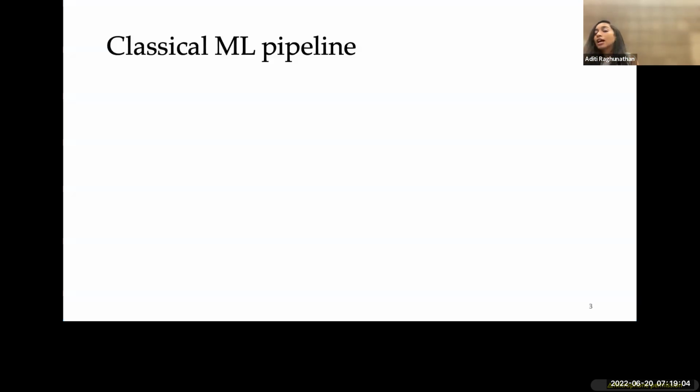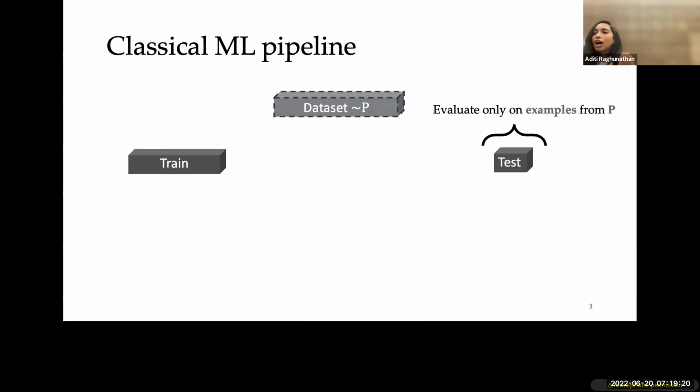So what's the classical ML pipeline? As Ludwig mentioned, what we typically do in machine learning is we collect a data set of examples, and these come from some underlying distribution P. And then we split this typically into a train and a test set. We train on this training data, and we evaluate only on examples that come from the same distribution P that the training data was obtained from. Most benchmarks, as well as theory, study this setting where we care about held out test examples from the distribution P that the training data came from.